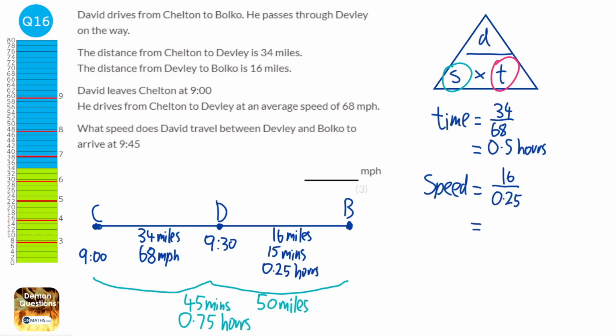And so what we can do here is times top 1 by 4 to get rid of the fraction. So it becomes 64 over 1, or just 64 miles per hour. So our answer is 64 miles per hour.